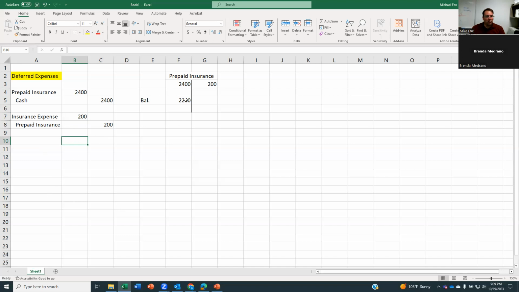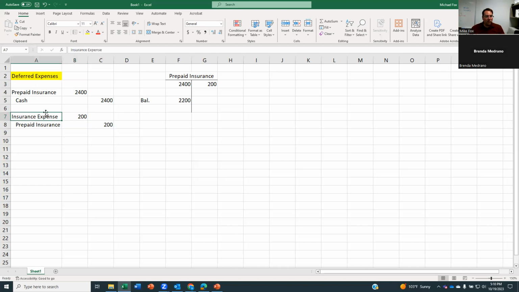Now our prepaid insurance will have a balance of 0, and we'll have recognized $200 each month as insurance expense. So this only comes up when we've paid in advance for something, and now we have to show at the end of each month or at the end of each year how much of it we've actually used up and taken an expense for.